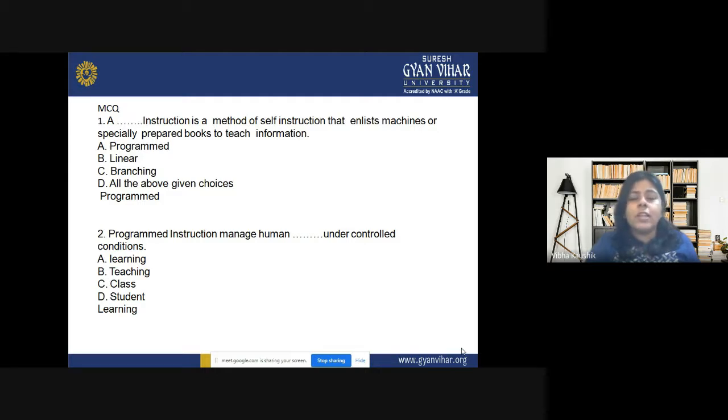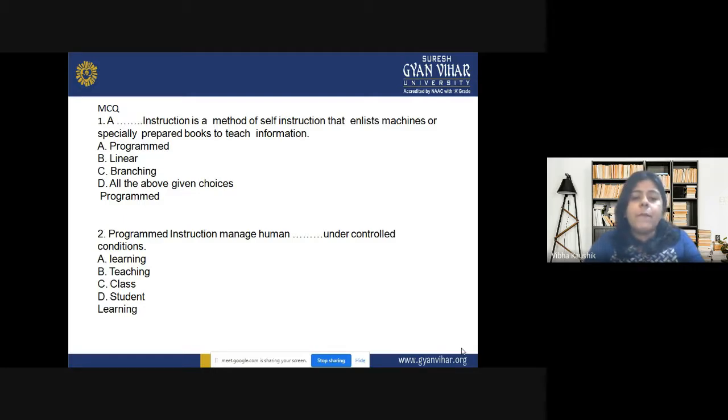Now you have to select the correct one, and the correct answer will be option A, that is program. So we can say a program instruction is a method of self instruction.